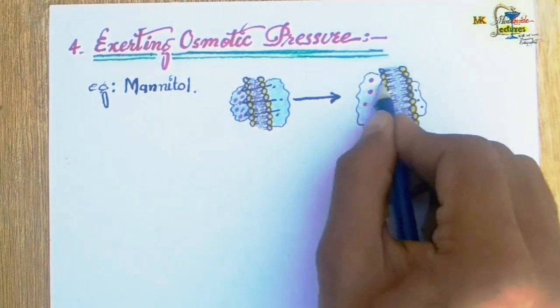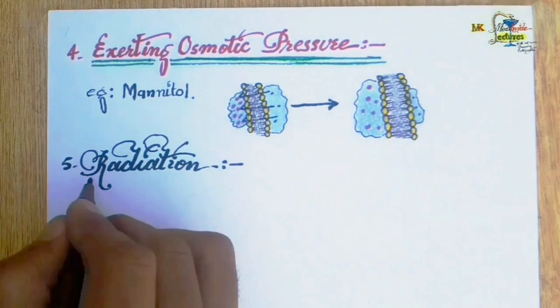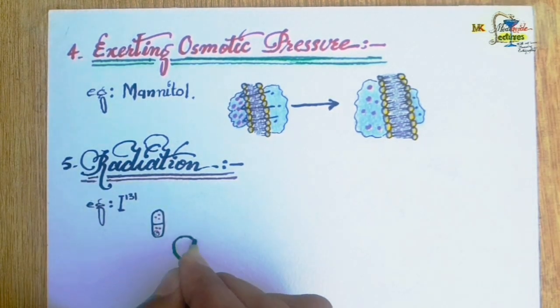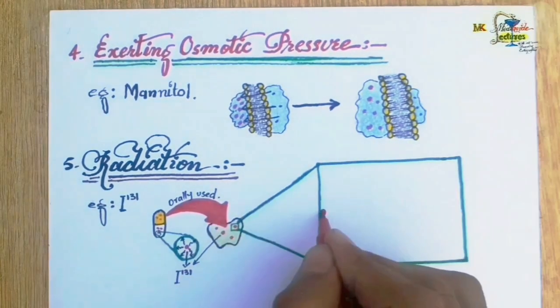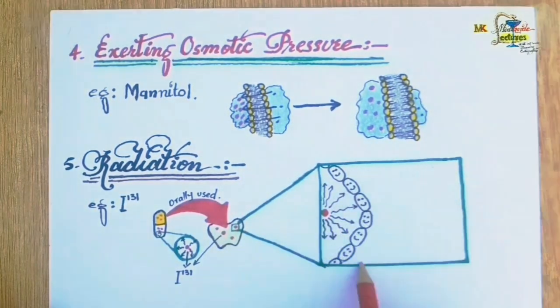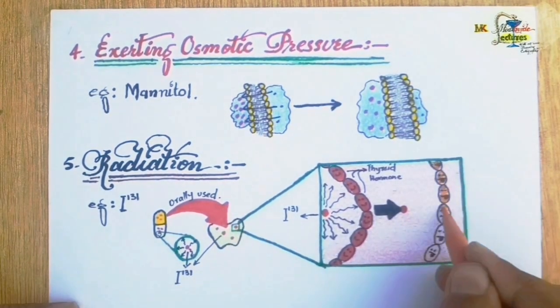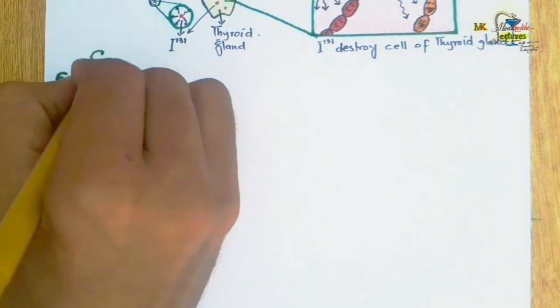which is used as an osmotic diuretic and used for hypertension and some kinds of edema. Some drugs produce radiation inside the body and destroy cells inside the body, like iodine-131, which is used orally for hyperthyroidism, and destroys some cells in the thyroid gland and thus lowers the secretion of the thyroid gland. Number six is chelation.